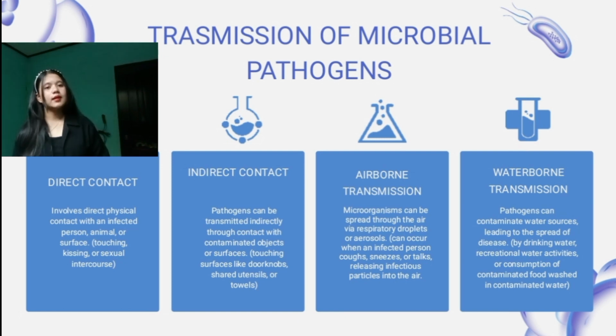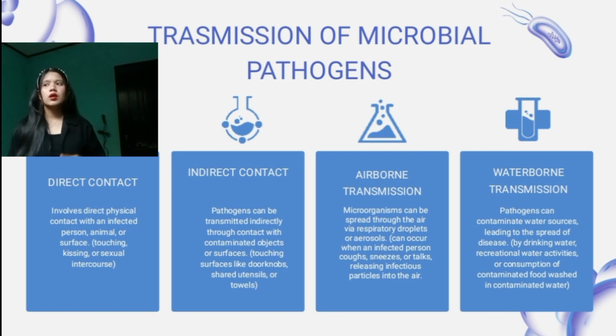Next is the indirect contact. Pathogens can be transmitted indirectly through contact with contaminated objects or surfaces. Examples include touching surfaces like doorknobs, shared utensils, or towels. In this mode of transmission, the pathogen survives on surfaces and can be transferred to a new host upon contact.